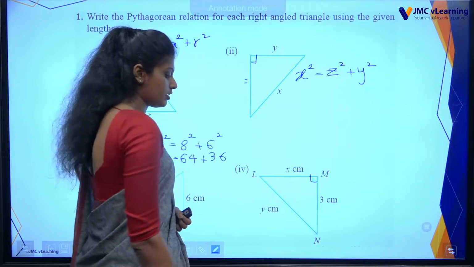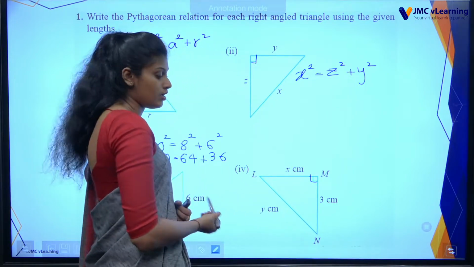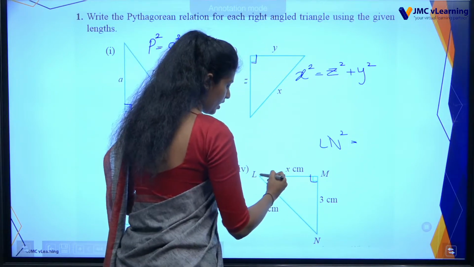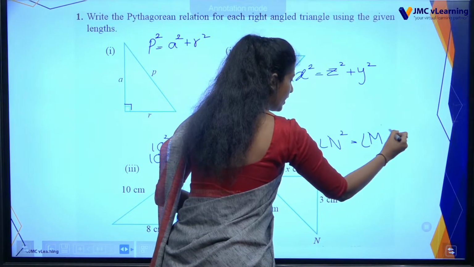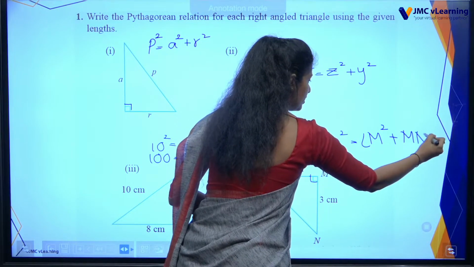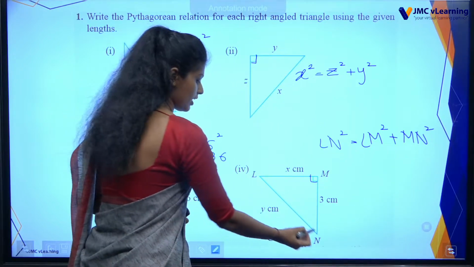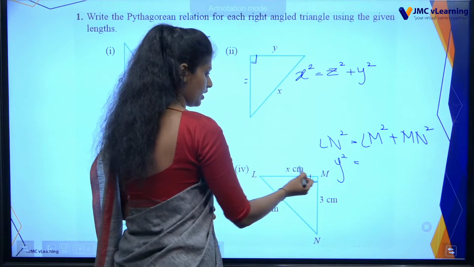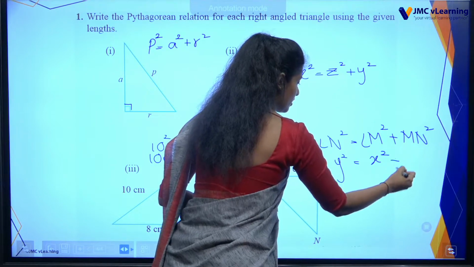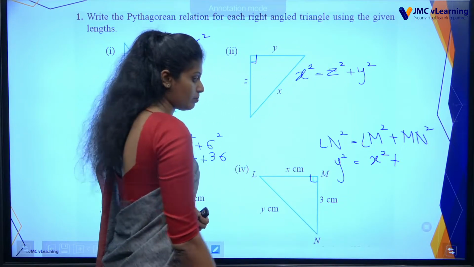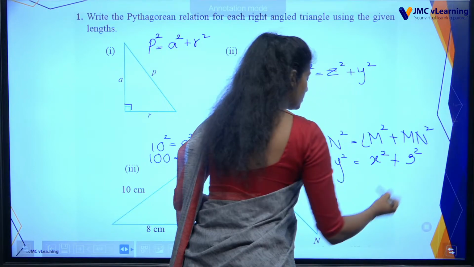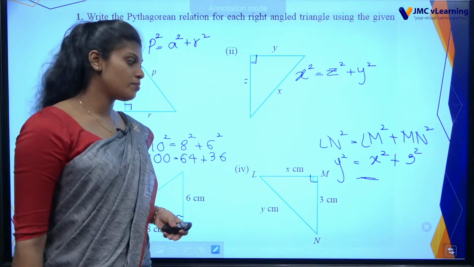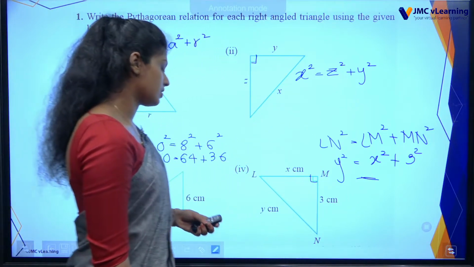This is the right angle, so the opposite side is LN. Then let's write LN squared is equal to the other two sides, LM squared add MN squared. Then let's write the values. LN is y, so y squared is equal to LM x squared add MN, MN is 3. Then 3 squared. So this is the answer. Here 3 squared, by simplifying you can also keep the answer.